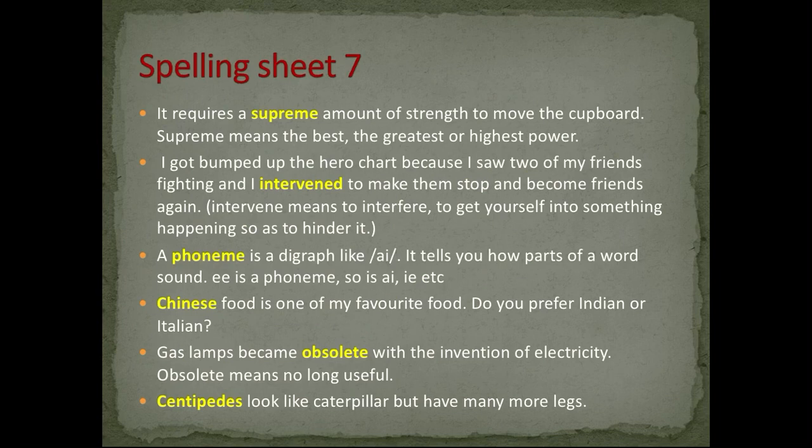A phoneme is a digraph like A. Small parts of word sound like E is a phoneme, as in A, I, O. All of the digraphs we call it phoneme.